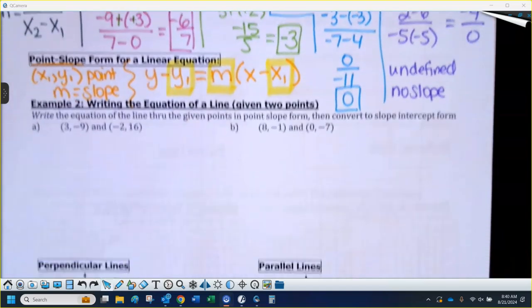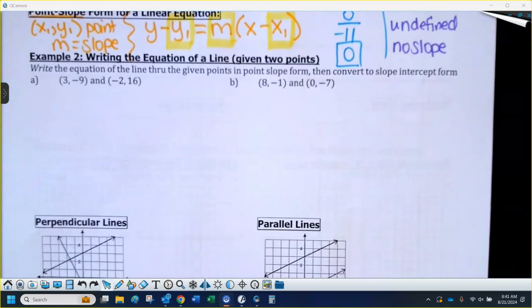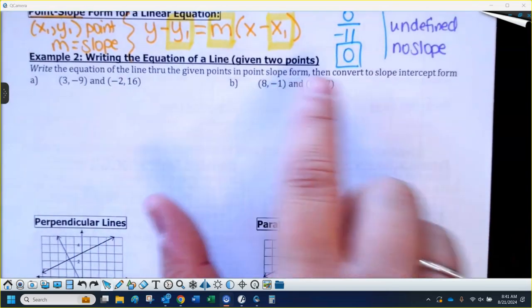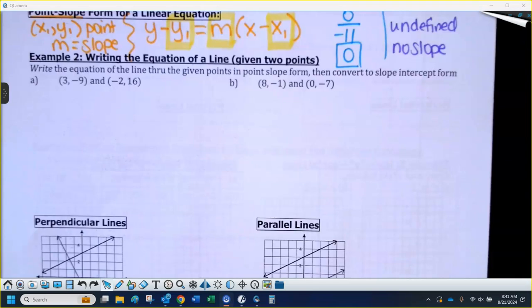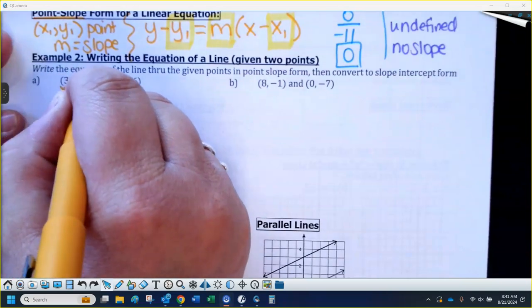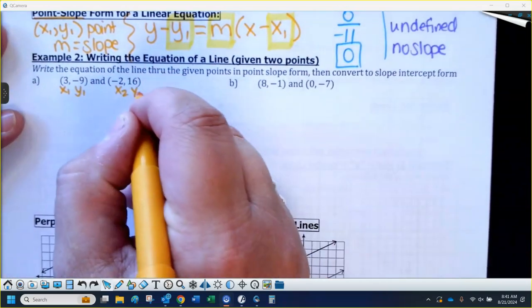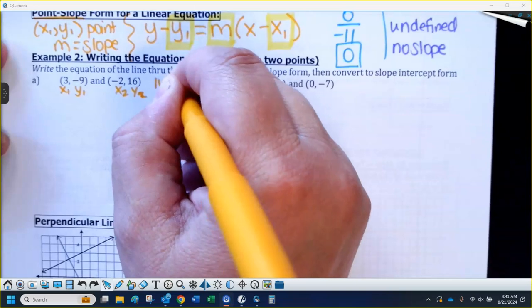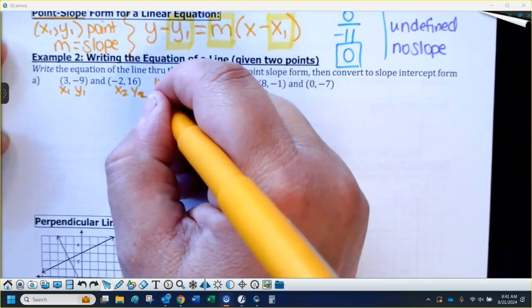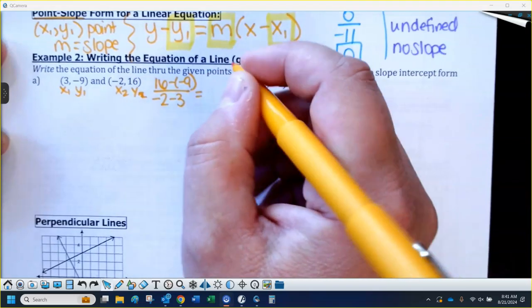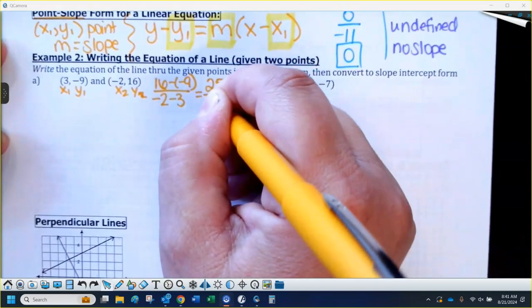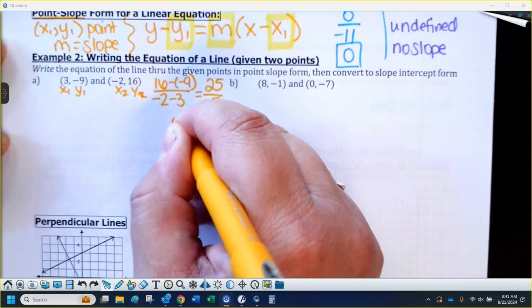So I'm just going to give you a couple examples here real quick. I'm going to give you 2 points, and we're going to see if you can write the equation of the line between the 2 points. We're going to start with point slope and then ultimately convert it to slope intercept. First thing you want to do, if you got 2 points, is find the slope, just like we were doing. So we'll do x1, y1, x2, y2. You don't have to label it, but just in case. For this one, I would do 16 minus a negative 9, or 16 plus 9, over negative 2 minus 3. What is 16 plus 9? 25? Okay, over, oh good, we have a good slope here. Negative 5, that's our slope.